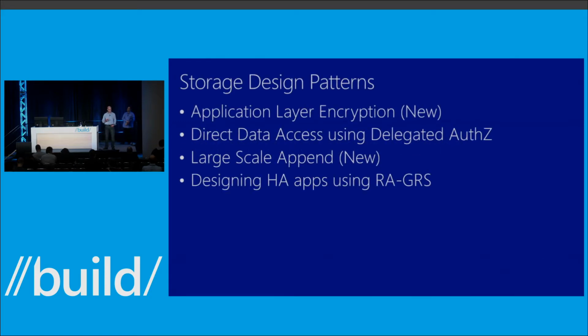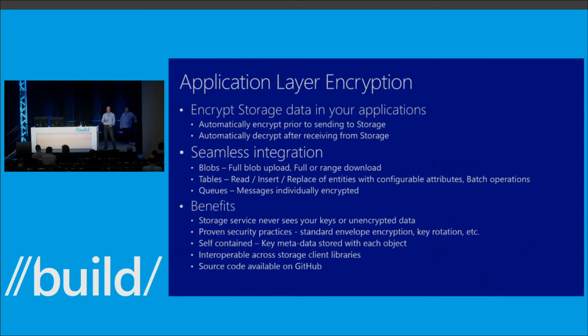So we're going to talk about application layer encryption. This is a capability that we've just released this week for our .NET client library and coming soon for other libraries. The ability to do direct data access using delegated authorization. This is a model that we've supported for a long time and our recommended model for many scenarios. The ability to do large-scale append operations, critical for big data logging scenarios, but also useful for a number of other scenarios as well. And then finally, I'm going to talk about how to build highly available applications using our RA-GRS. So let's jump into encryption.